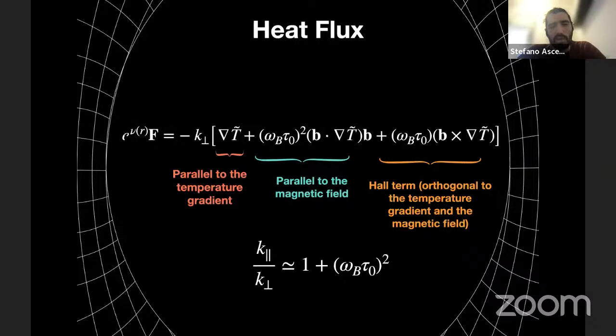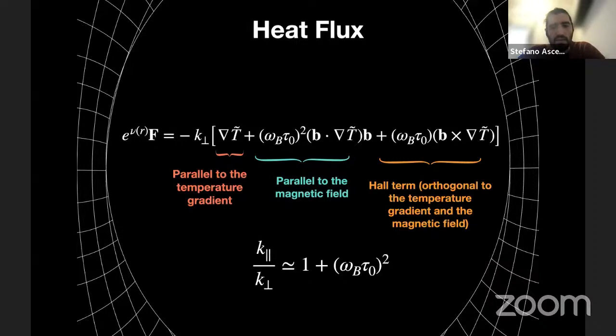Here, we can write the heat flux as a sum of three contributions: a contribution parallel to the temperature gradient, a contribution parallel to the magnetic field, and a contribution which is orthogonal to both of them. Here, notice that b is the versor of the magnetic field, so it's normalized to 1. Importantly, this number is the thermal conductivity in the direction perpendicular to the magnetic field, while this is the conductivity in the direction parallel to the magnetic field, which is equal to the conductivity in the isotropic case.